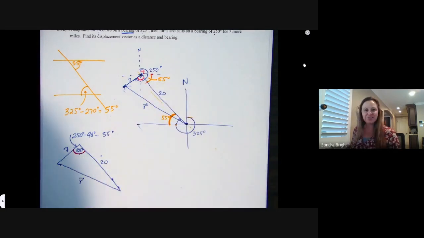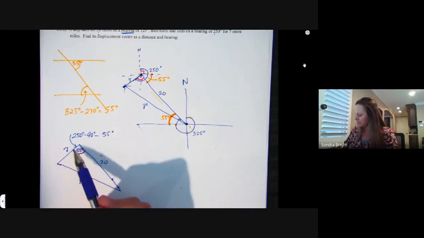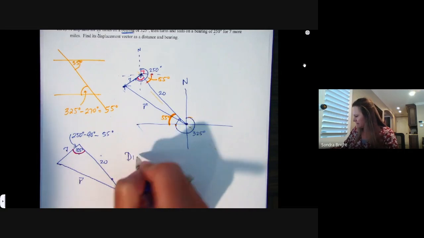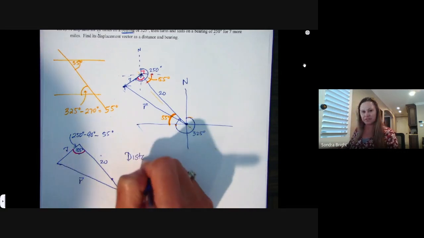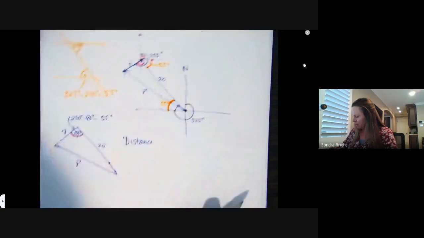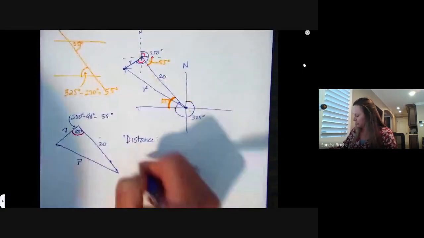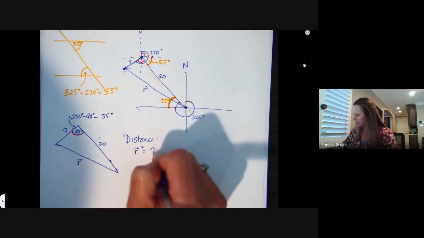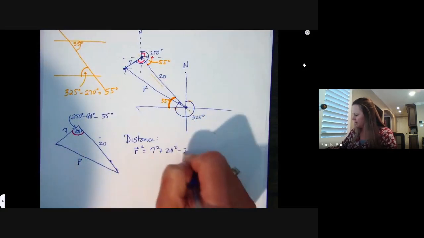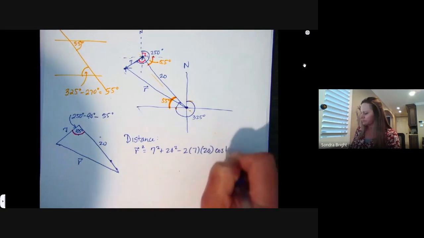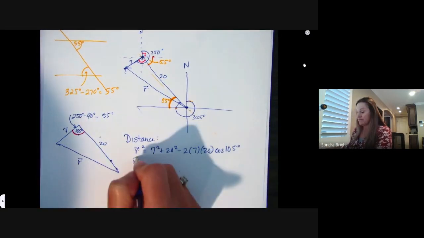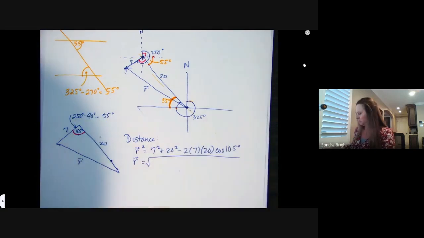Okay, so now it's a SAS triangle, right? Side, angle, side, and I can use the law of cosines to find the distance of this resultant vector. So r squared is equal to 7 squared plus 20 squared minus 2 times 7 times 20 times the cosine of the angle in between, which means that your r will be the square root of that whole thing.